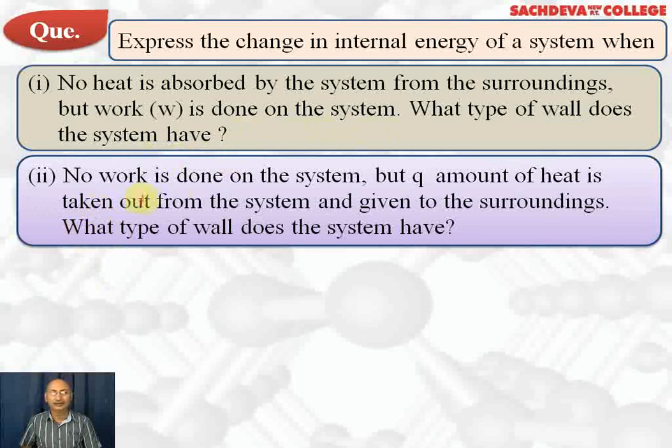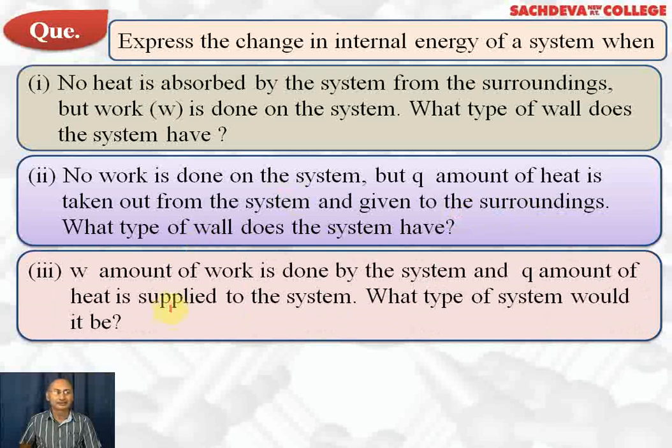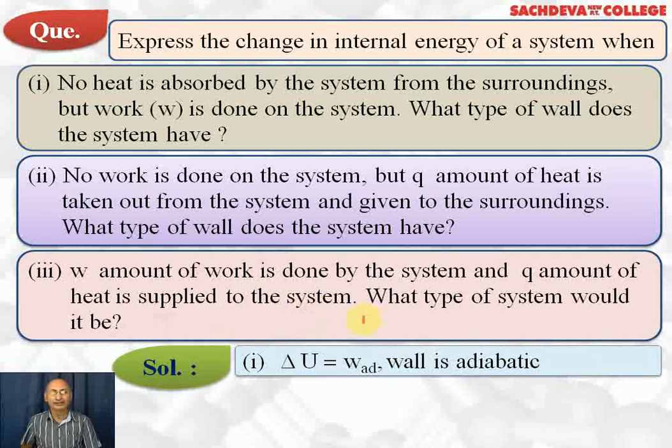Second part of the question is no work is done on the system, but Q amount of heat is taken out from the system and given to the surrounding. So what type of wall does the system have? And third part is W amount of work is done by the system and Q amount of heat is supplied to the system. What type of system would it be? First, we are taking the first part.